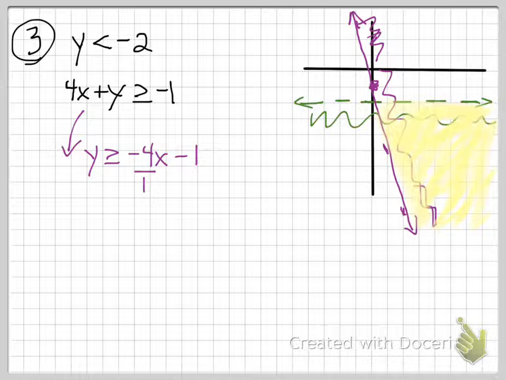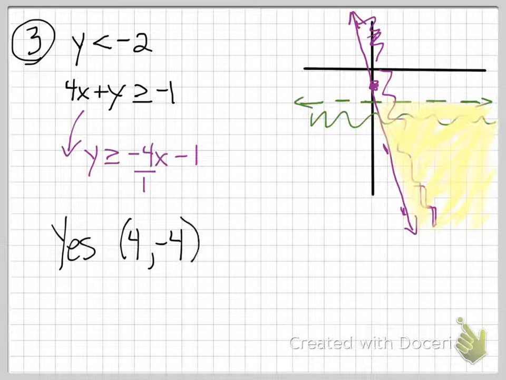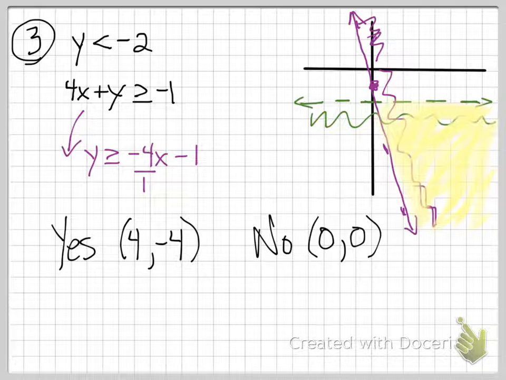Now let's identify one point that's in the shaded area. So we're going to have one yes point. And let's say 4, negative 4. And one no point. And I'm just going to pick 0, 0 again. 0, 0 is always a good one unless it's on a line.